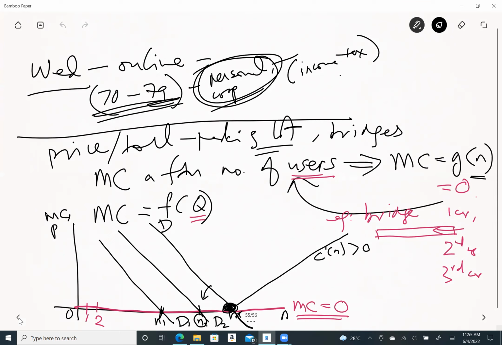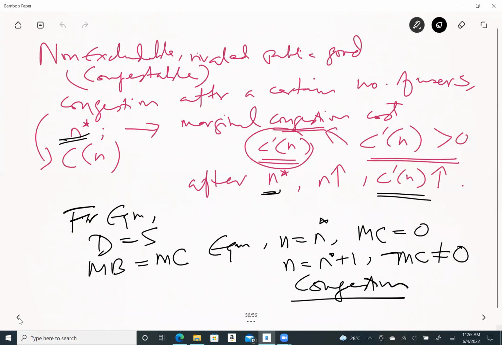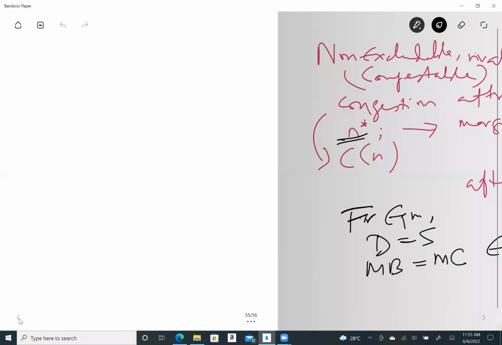Because if I add another percent, then there is congestion. So MC is not equal to 0, since C prime N is now bigger than 0. There is the congestion cost there. Okay, so that is the efficient point.